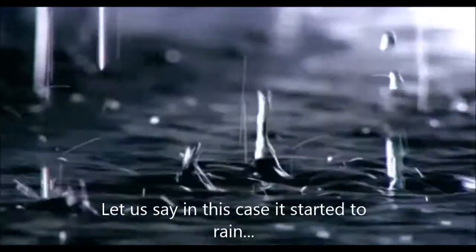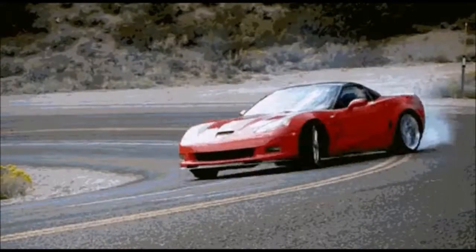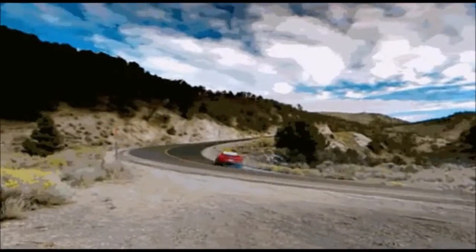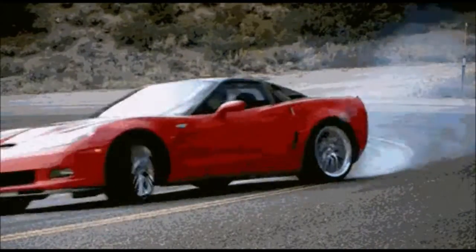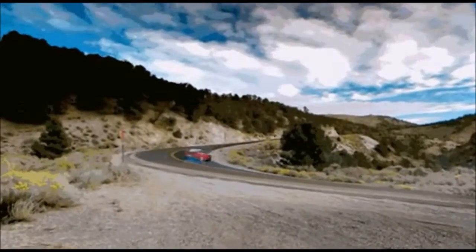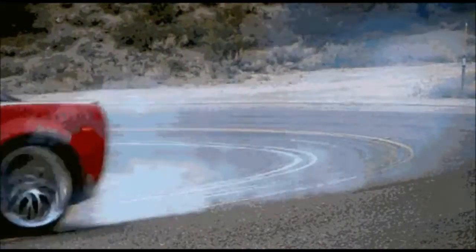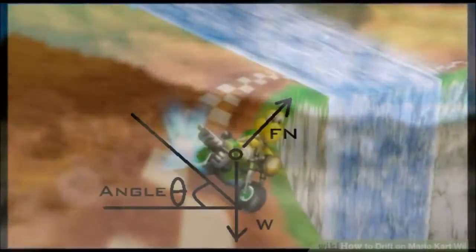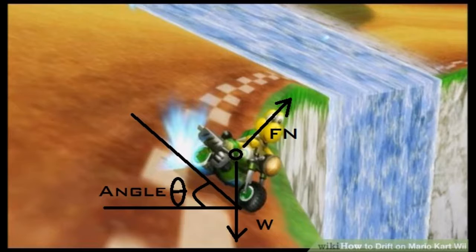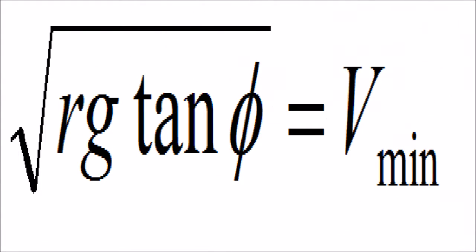Now let's say in this case it started to rain. Then after the rain this cool-looking driver decided to go uphill to burn some rubber. Why is the car not slipping or falling off? This is just like case 2, but an angle is given so that the car will not fall off the cliff. The formula for getting its minimum velocity is the square root of r times g times tangent of the angle. This is the velocity needed for the car not to fall off.